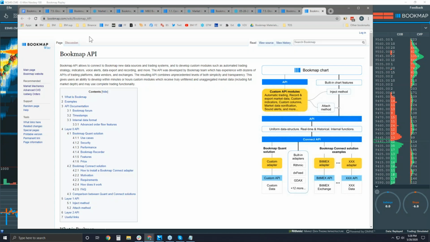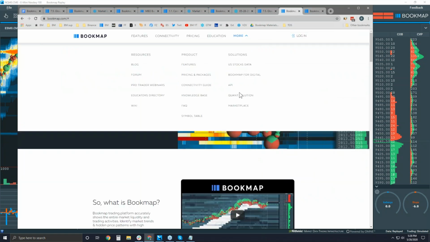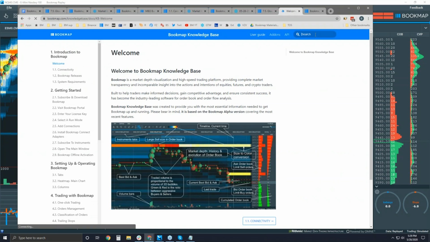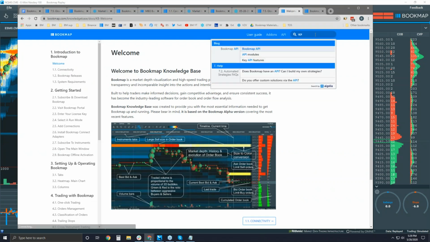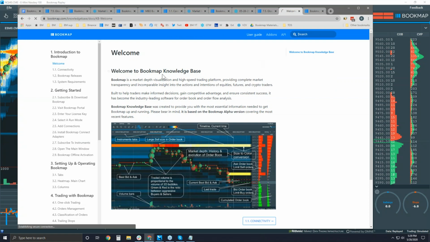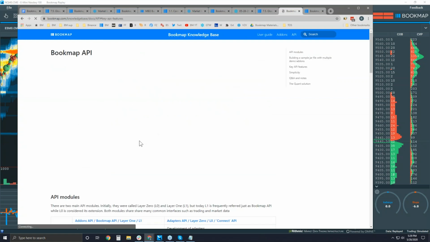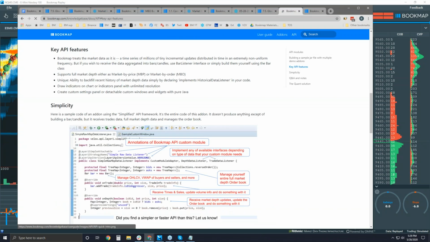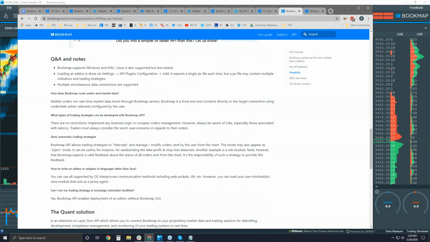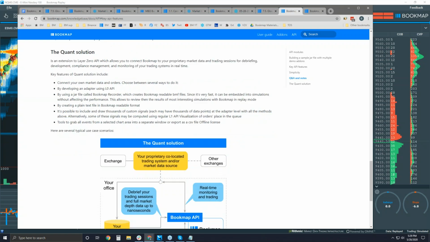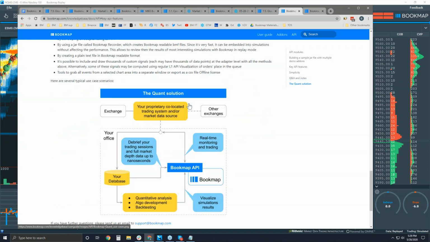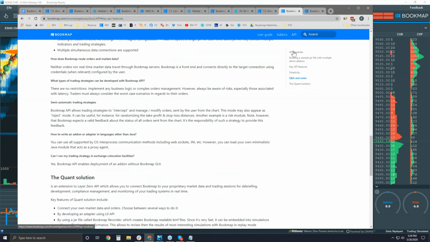This is going to our wiki page. We also have it within our knowledge base here, and we can do a search for that. Yeah, so it's Java based. All the information is here, and there's a forum as well that we have. You can get more information there as well. Yeah, API modules up here.